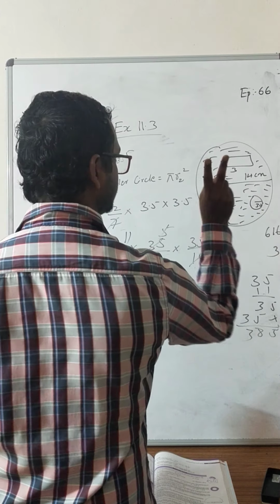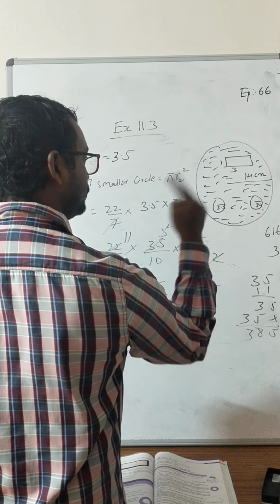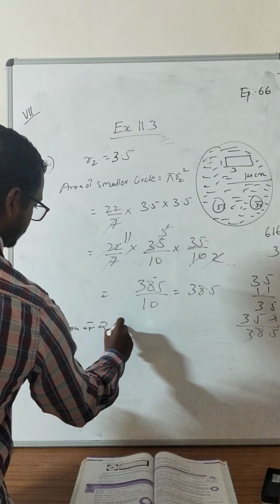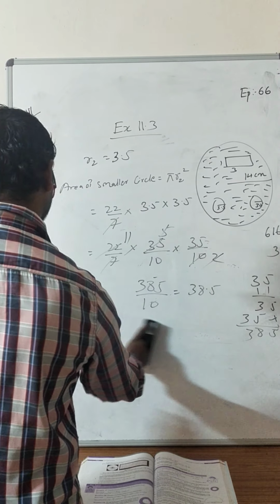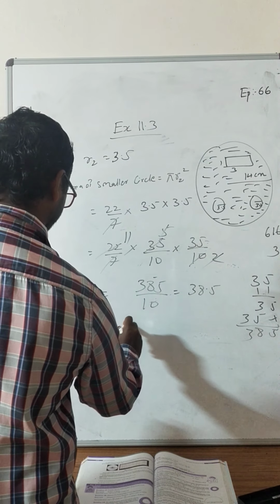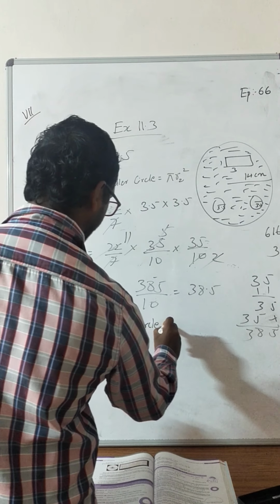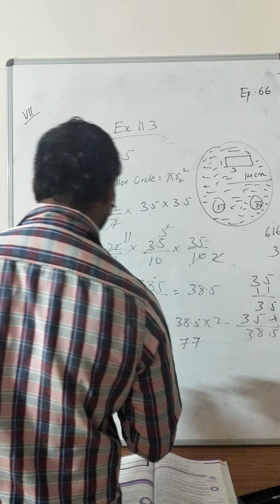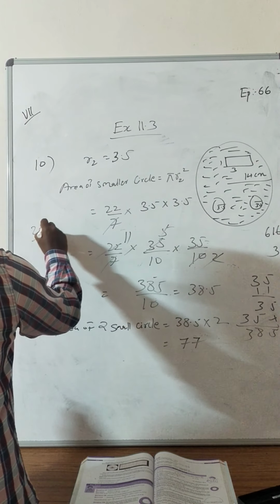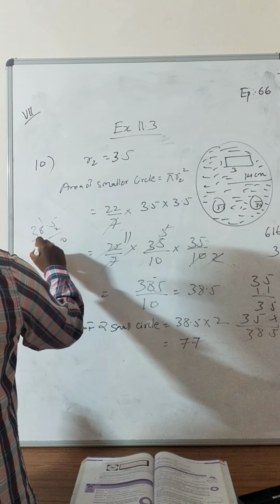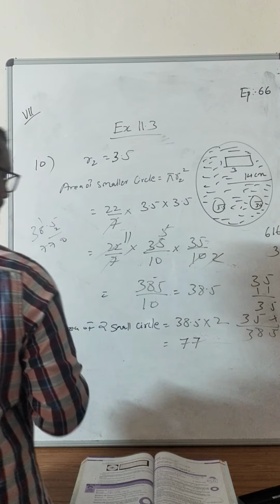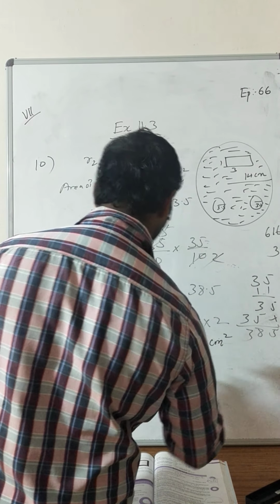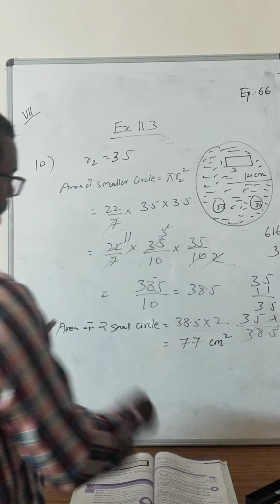How many circles do we have? Two circles. So this is the area of one circle. We have two circles. So the area of two small circles is equal to 38.5 into 2. How much is it? 77. So the area that I am getting is 77 centimeter square. Okay.